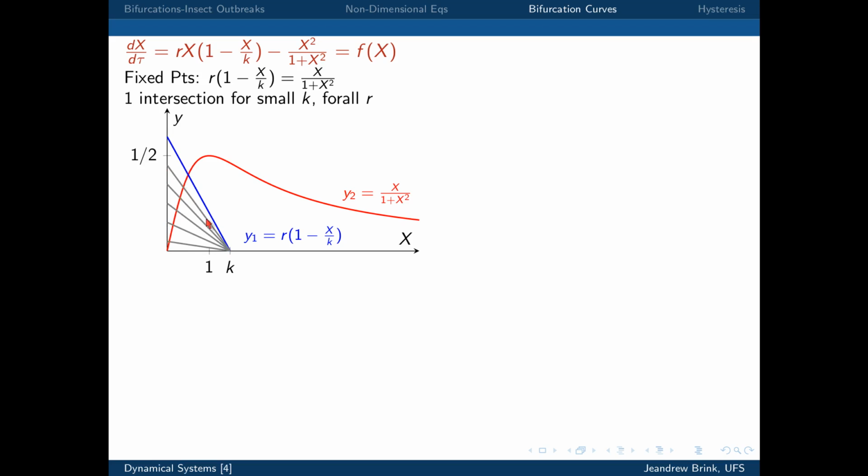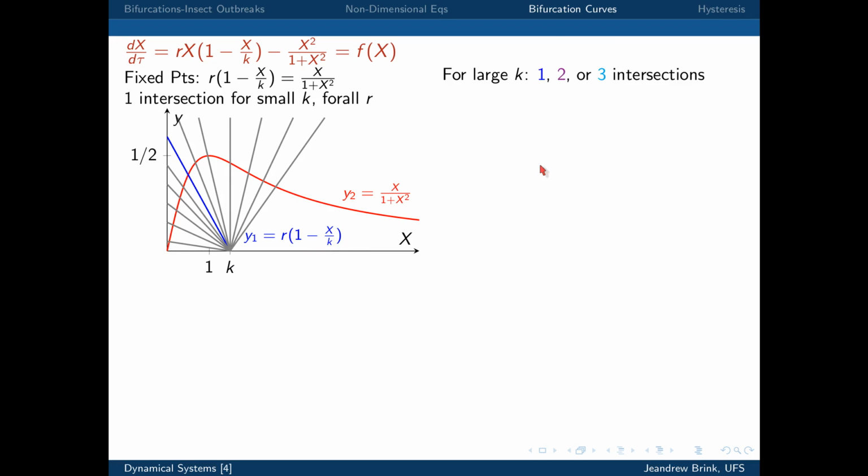And we can increase r as well, and we can see that it remains. For that small k, you only have one intersection. For large k, it's a different matter. It's possible to have 1, 2, or 3 intersections, and let's see how that happens.